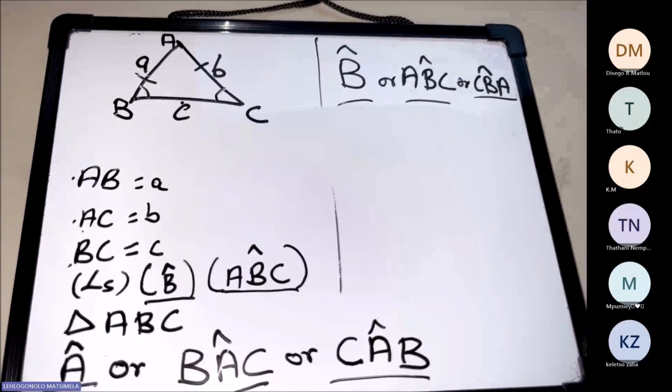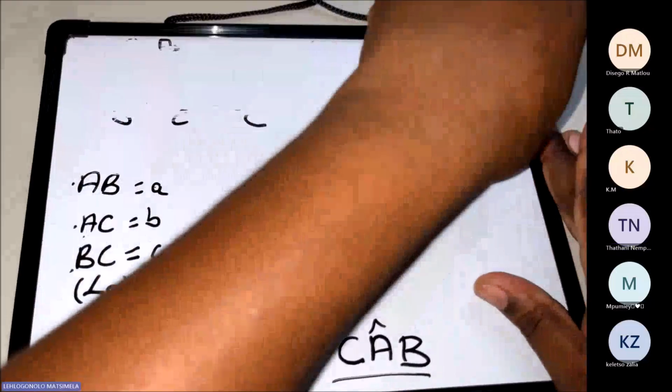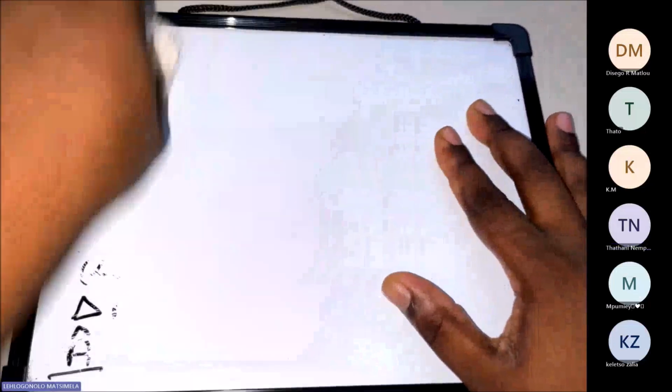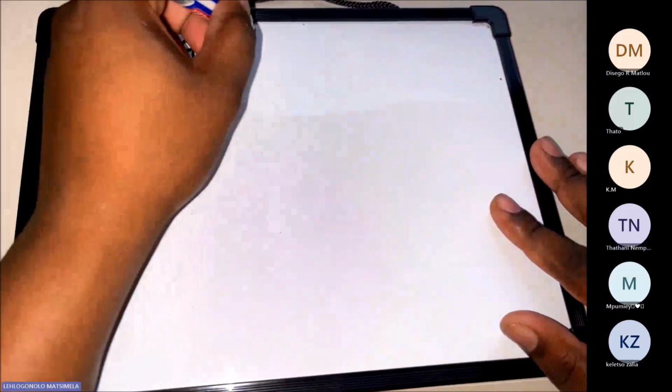Now, the first part I want us to talk about is the area rule. On the area rule, let's get to the business. We are talking about the area of a triangle. The area of a triangle is simply stated by the formula: area of a triangle.